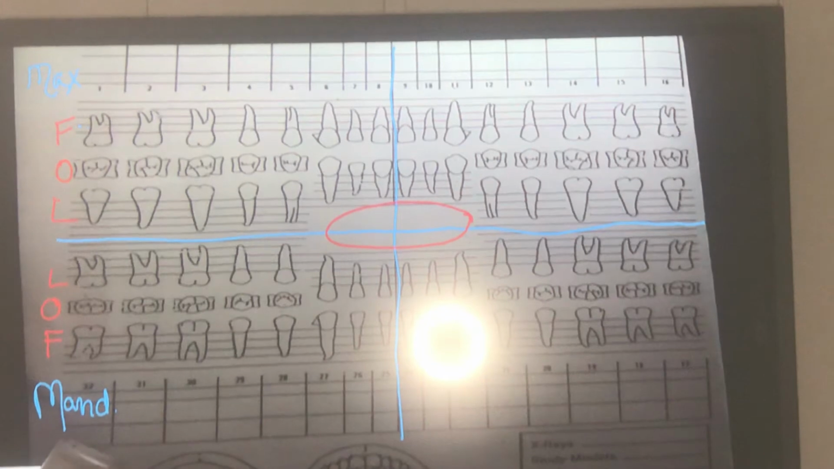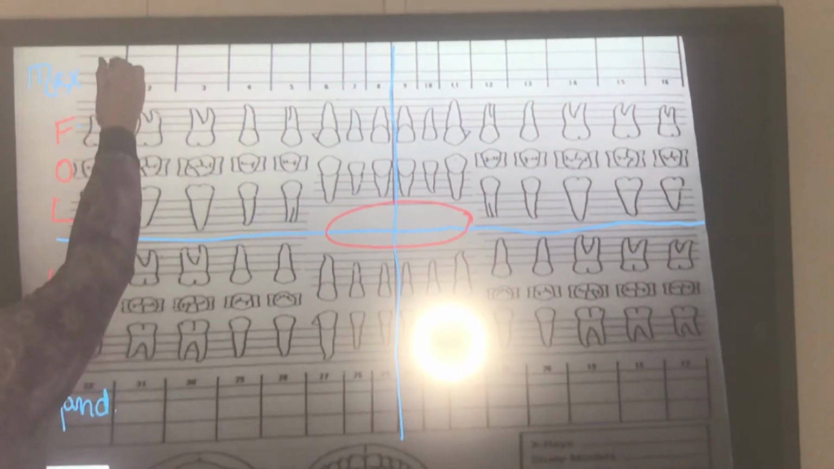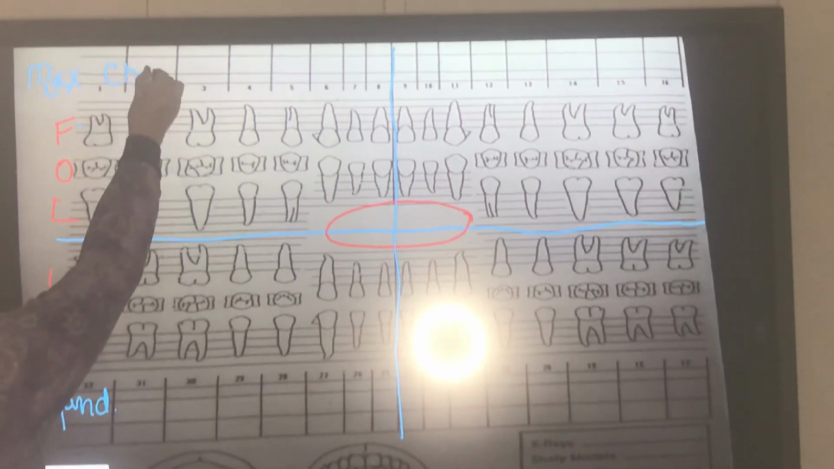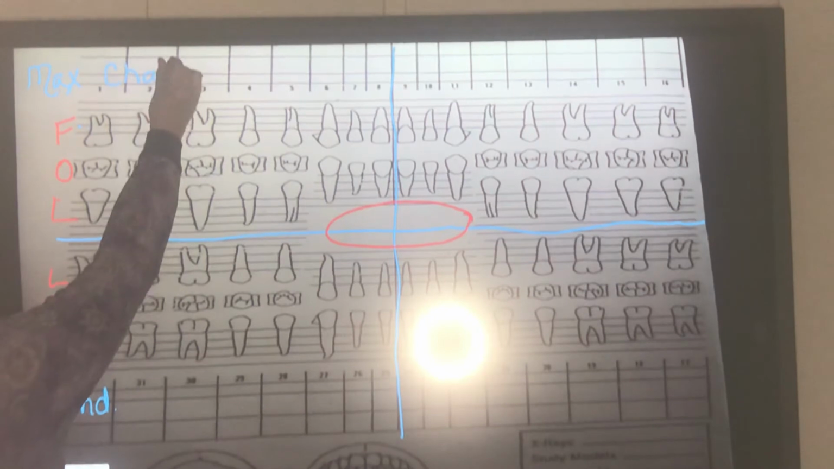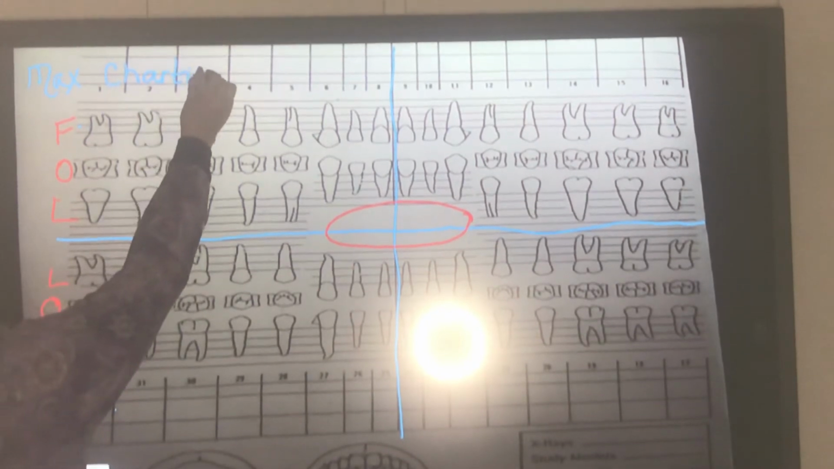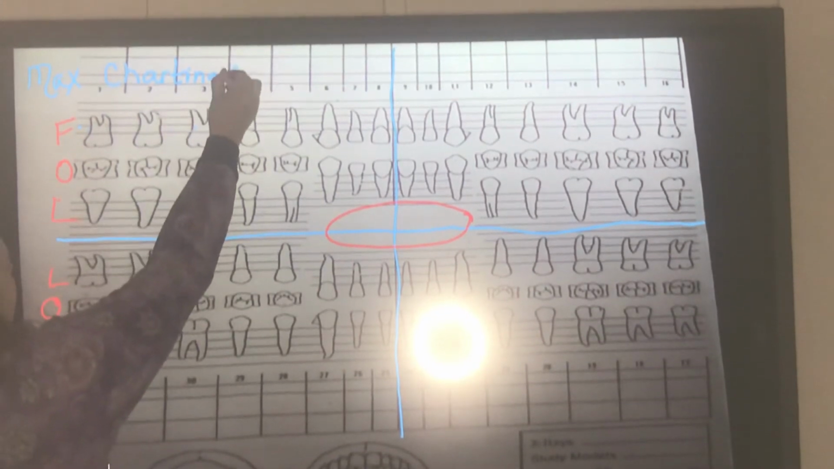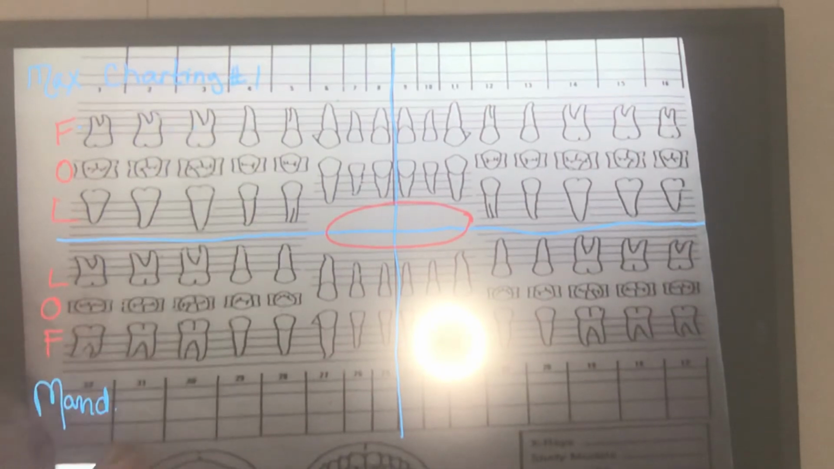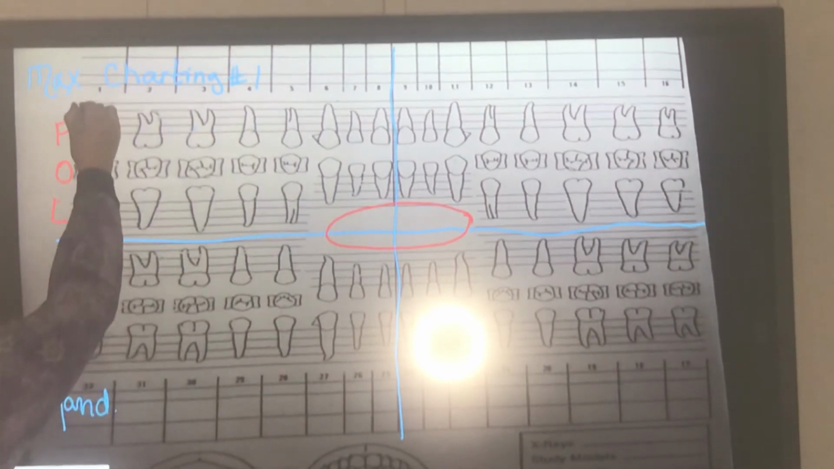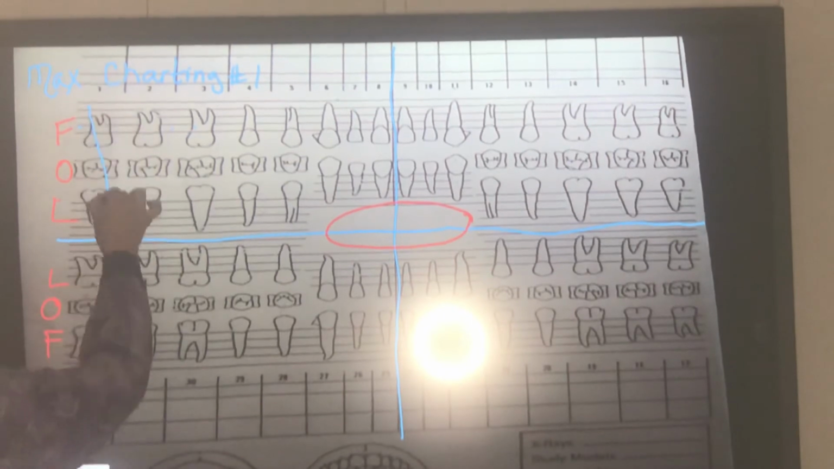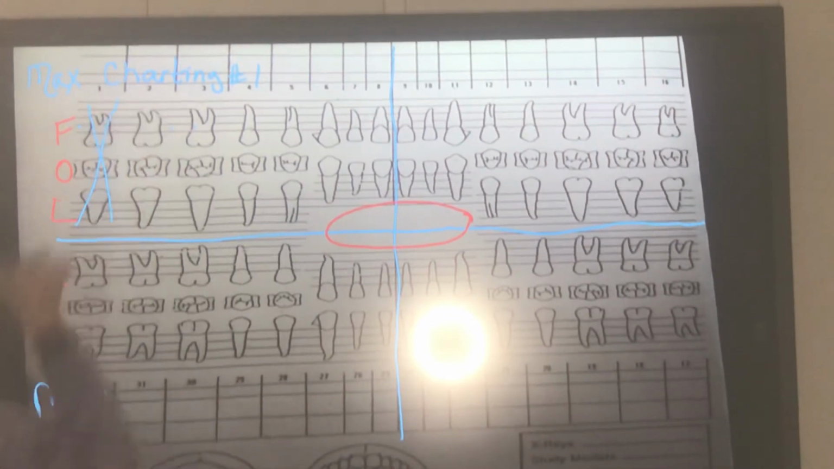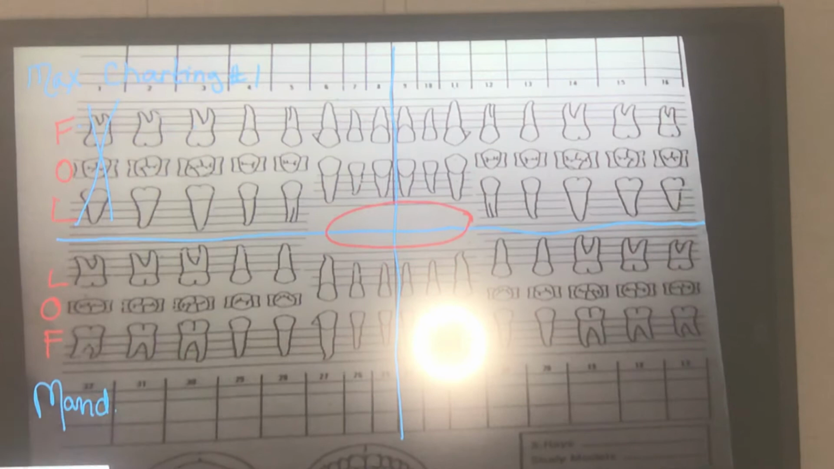So the first tooth we're going to do today is tooth number 1. And number 1 is missing on my charting. By the way, I would like you to write charting number 1 at the top of your paper and put your name on it. Tooth number 1 is missing. So you're going to put an X on it, a big old X through the whole thing.